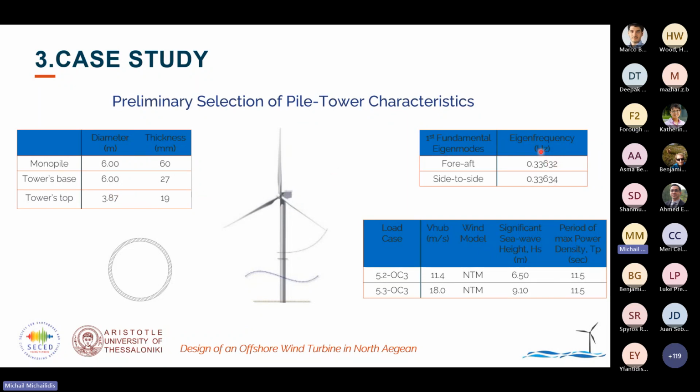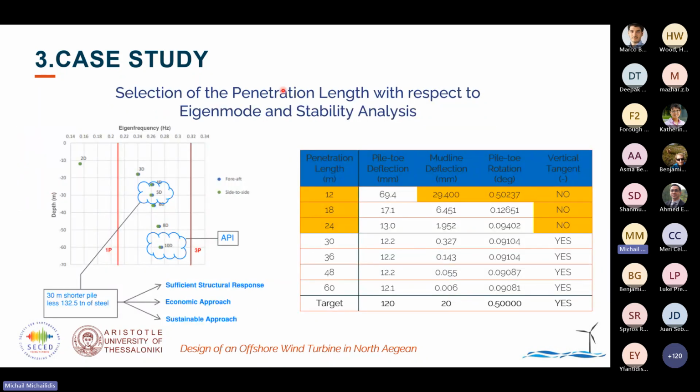We're obtaining these two values for the first fundamental eigenmodes, and we're selecting two specific load cases according to IEC standards, where we're using normal turbulence mode for the cut-in speed at 11.4 and 18 meters per second wind speed, which is in between the rated and the cut-off wind speeds. This way we can select the optimal penetration length to continue with our final design checks later with respect to the eigenmode and stability analysis.